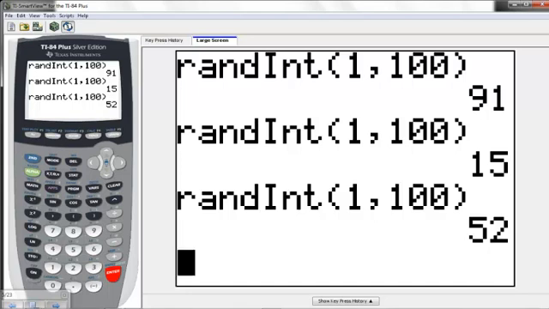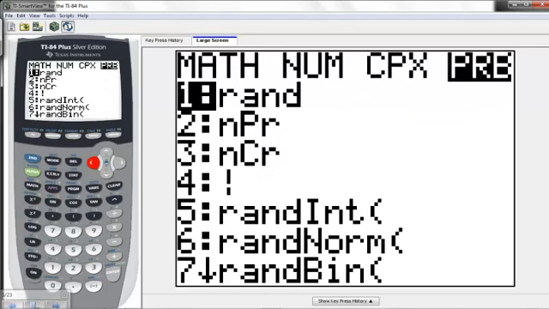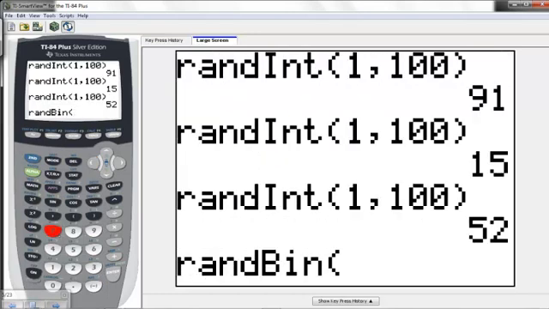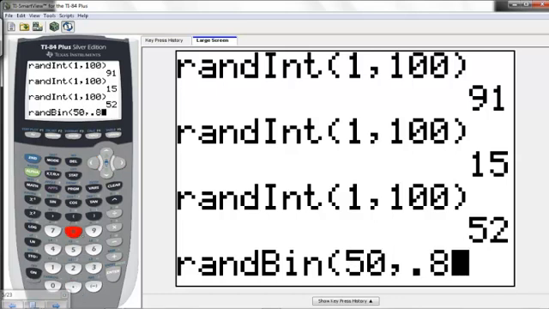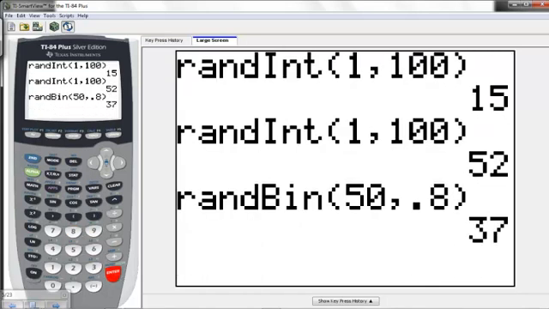So the calculator actually has got another thing that we can use to make it faster. There's this thing called randBin. I'm going to try 50 shots, and I'm going to say the probability of success on any individual shot is 0.8. Now, if I hit enter, it's going to go through, and it says 37. You know what that 37 means? 37 out of the 50 I made.